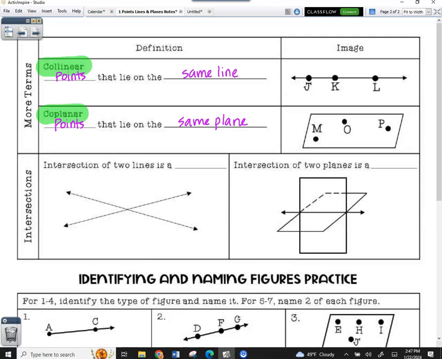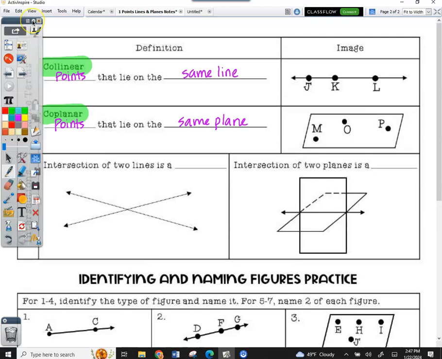Okay, take your highlighter, and let's talk right here. If I have two lines intersecting, that means they're crossing. Where would they cross? In the middle. So you take your highlighter and put a highlighted dot right there in the middle. The intersection of two lines is a point, meaning the point is on both lines.